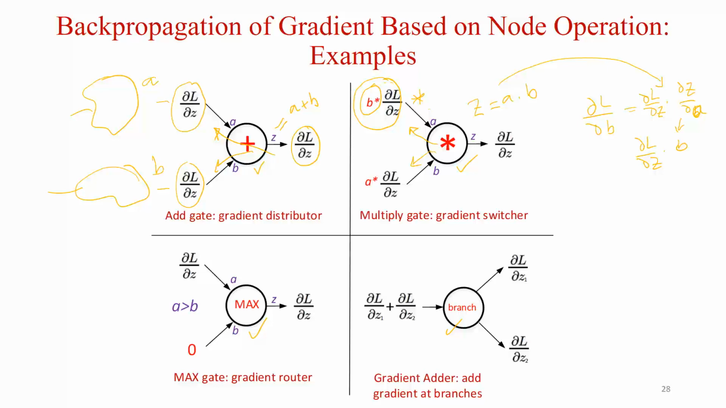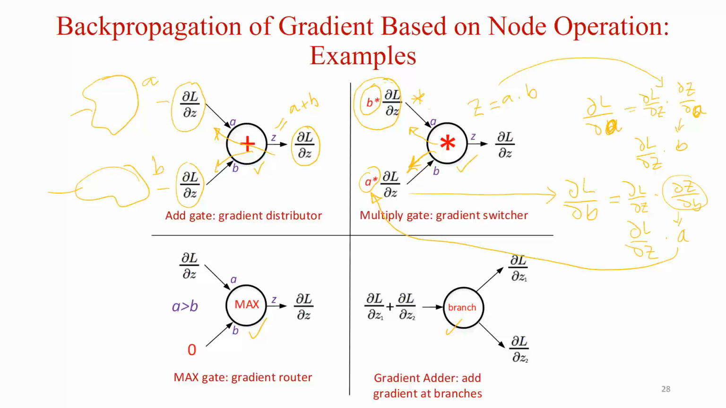Similarly, when we propagate the derivative value to the side of B, we multiply it by A. Again, why are we multiplying by A? Because, okay, I messed this up. This should be delta L over delta B, meaning the value of the derivative when we push it to this side equals delta L over delta Z multiplied by delta Z over delta B. But this equals A multiplied by delta L over delta Z, and that's what we are seeing here.